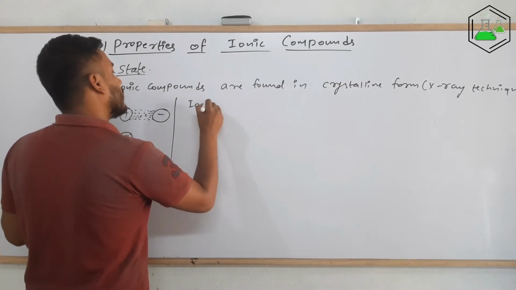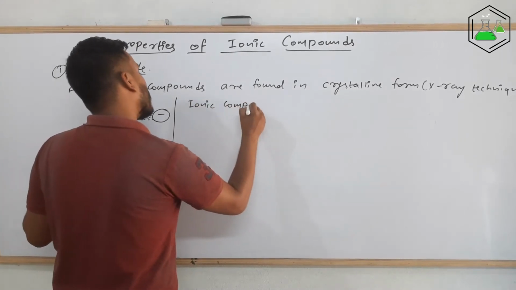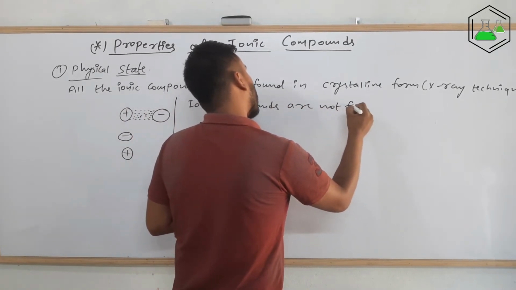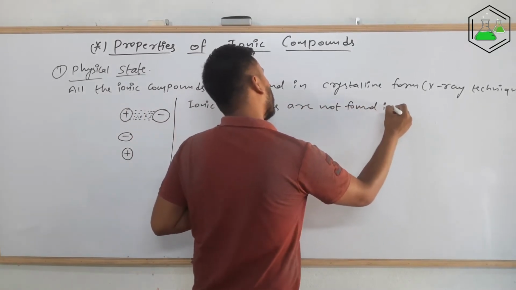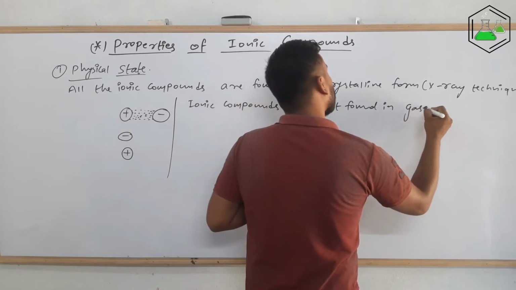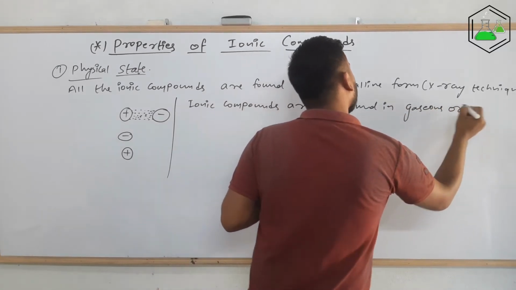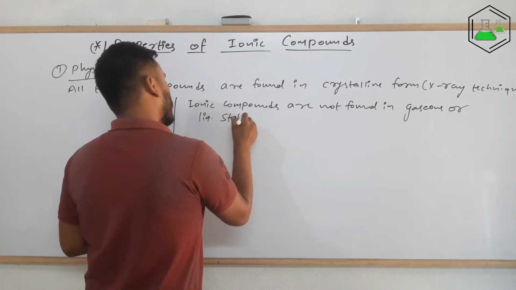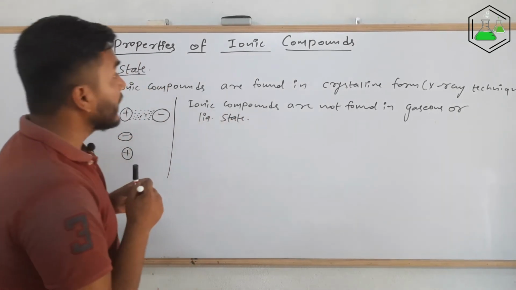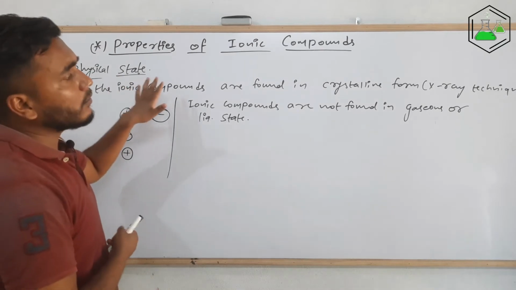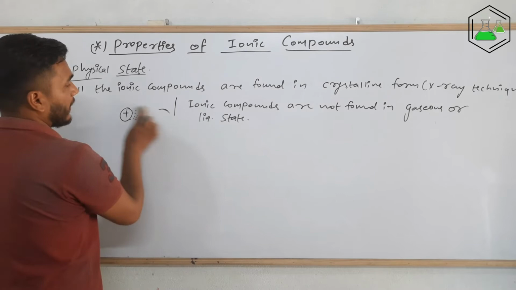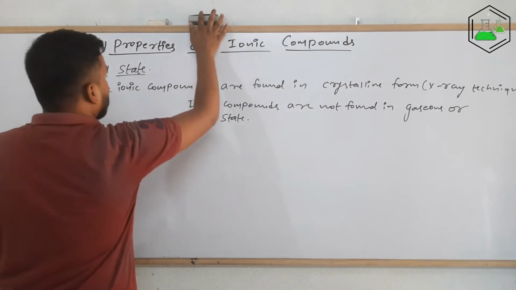Ionic compounds are not found in gaseous or liquid state. So the physical state is this. All the ionic compounds are found always in crystalline form. Okay, and there are no exceptional cases for this.